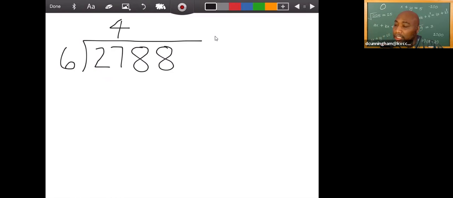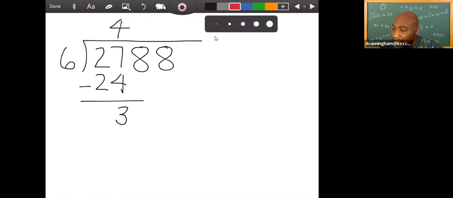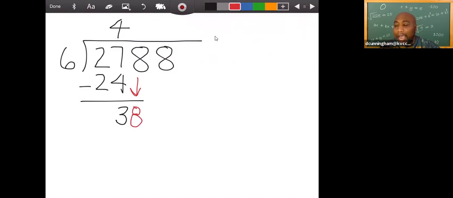That's 7. So look, 4 times 6 is 24. We subtract. Again, multiply, subtract. That's the key right there. And then this gives us a 3. We could bring this down. This is 8. So now we're looking at how many times does 6 go into 38 without going over.